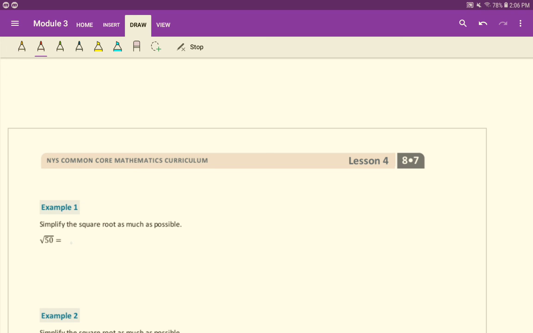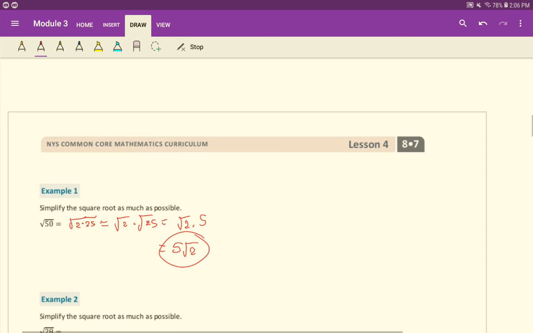However, the square root of 50 is the square root of 2 times 25, which is then equal to the square root of 2 times the square root of 25. And what's the square root of 25? Well, it's 5. So we have root 2 times 5, but we don't normally leave it in this order. Normally we write it as 5 times the square root of 2. Like so. We'll see you next video to cover more of these examples.